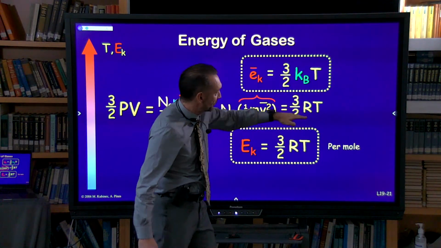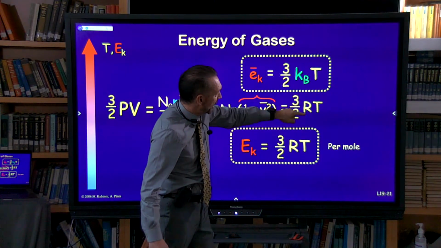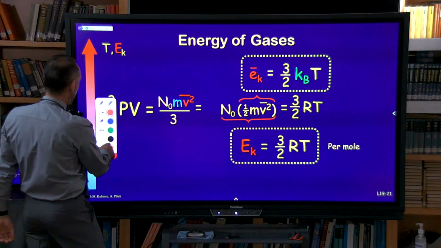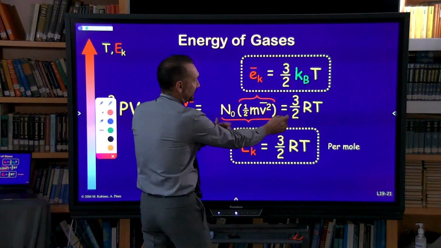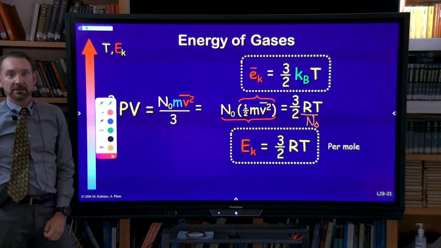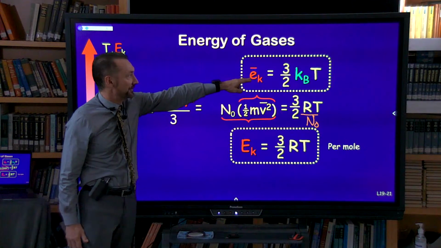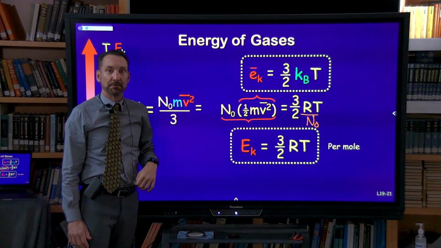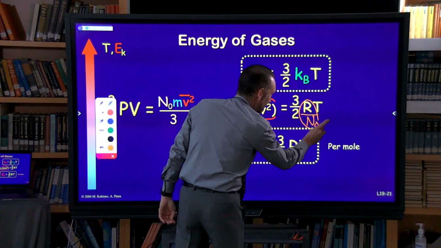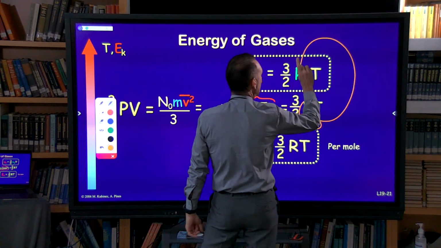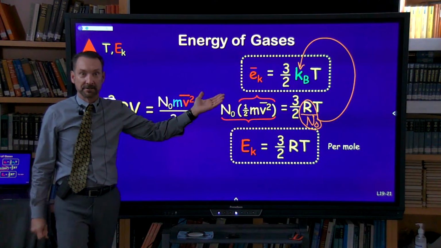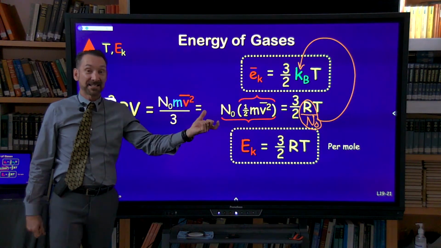So if you divide this side through by Avogadro's number, you have R over N here. I'll just write that down. If you divide through by Avogadro's number to get just this quantity, then on this side, you have divided by Avogadro's number. That is the energy per particle, the average energy per particle. So this quantity here, R over N0, is that constant there. And that's the Boltzmann constant. So the Boltzmann constant is the gas constant per particle.